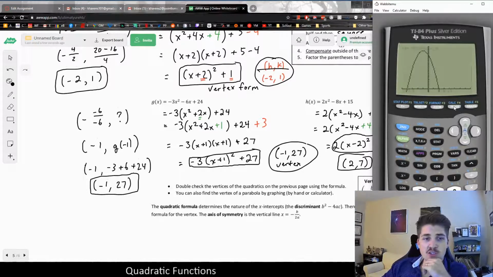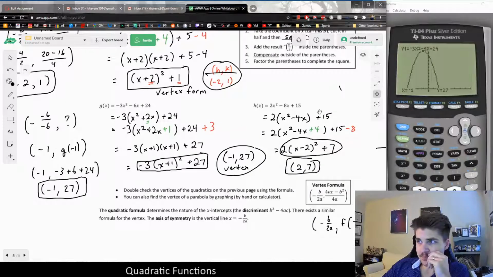Or, of course, you could trace, as I think I showed in a previous video, by hitting trace, typing in the -1, and going to that point to see, well, is that correct? Does that work? And there's another way. So lots and lots of different methods for finding the vertex. And I'll let you verify that the vertex formula works for this one as well.